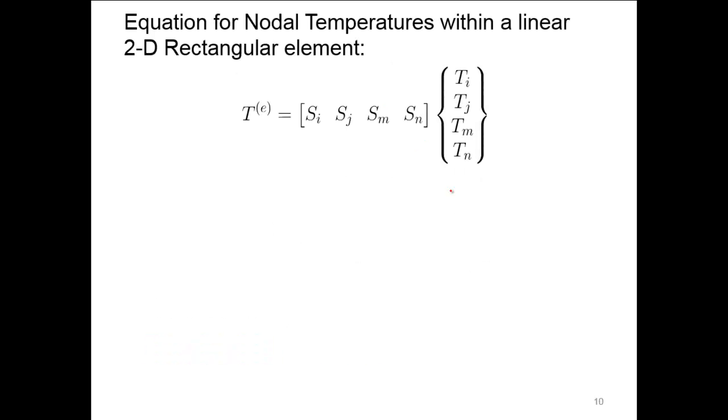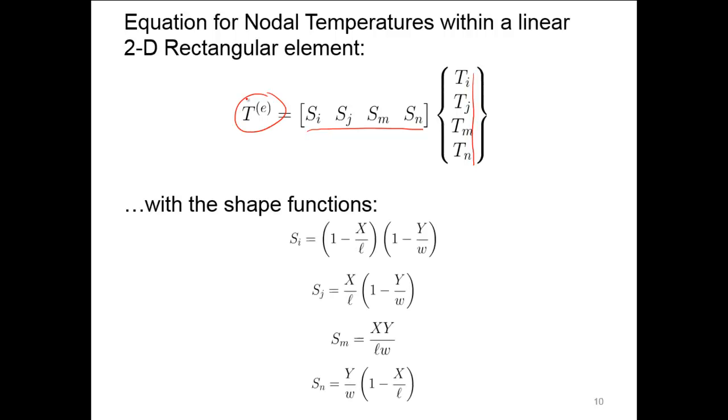All right, so the equation for nodal temperatures within a linear element is represented by the shape functions at each of those nodes times the temperature at each of those nodes. That will give us the overall temperature within the element. And those are the shape functions. Again, we developed this in the last lecture. Shape function node I, J, M, and N. And this is on a global coordinate basis.